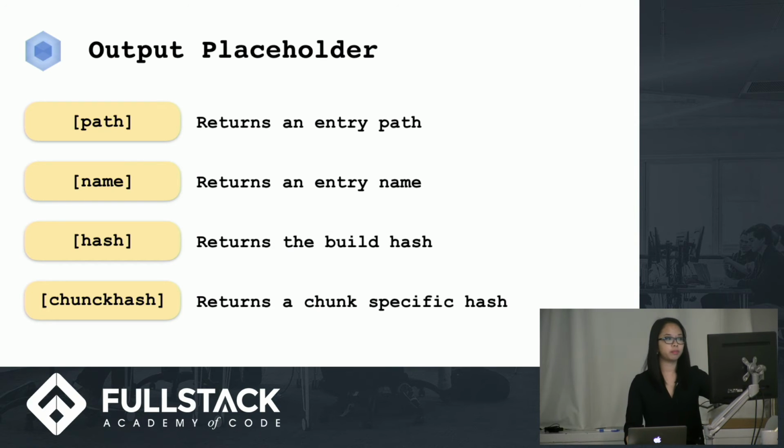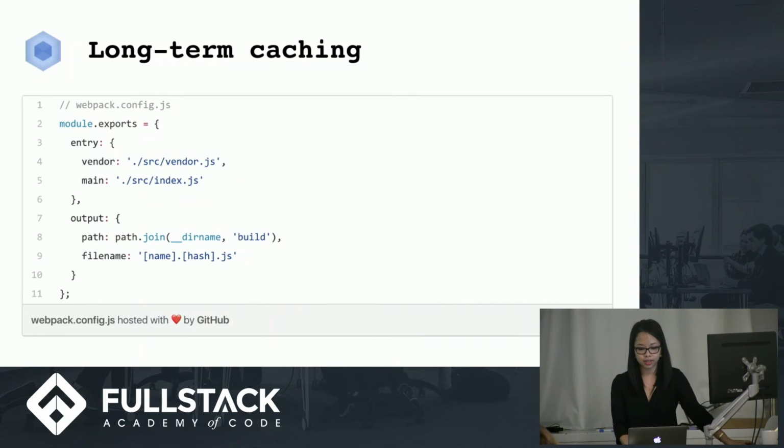These are the different placeholders that you can use. Path, of course, would return the entry path, and name the entry name. Now, the last 2 are the most interesting, so hash and chunkhash. They will return a hash number to make it unique, and I'll give you an example. So if we look at the example here, which is used for long-term caching.